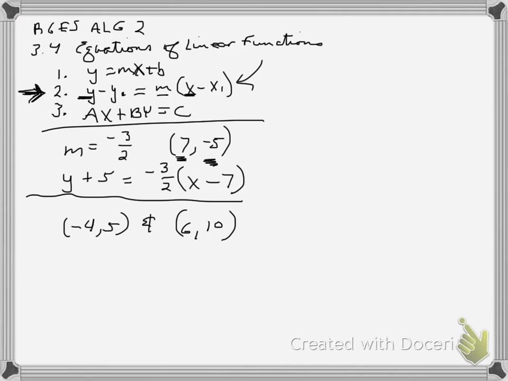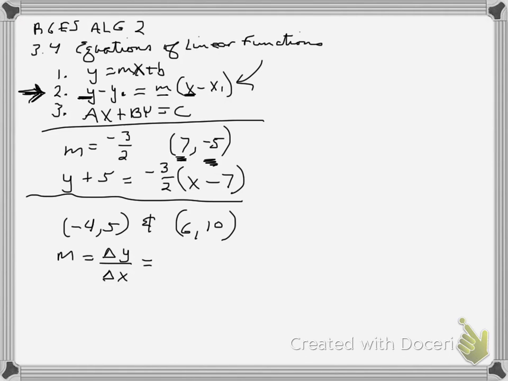So what could I do? Well, if I use both these points, I could solve for m, and then I could choose either point to plug in for the point in the point-slope formula. In other words, how would I solve for m? That's the change in the y over the change in the x. The rise over the run.